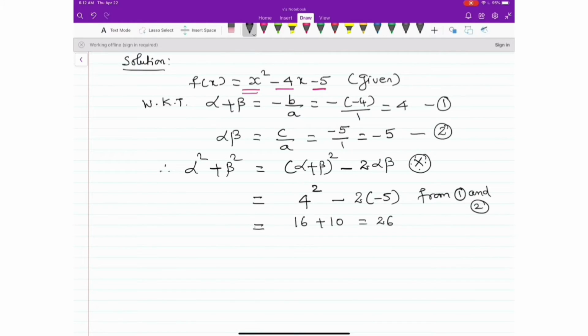Then you can write, therefore, the value of alpha square plus beta square is equal to 26. So this will be your final answer. Depending upon the mark allocation, you have to write it.